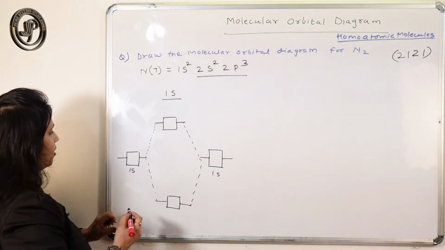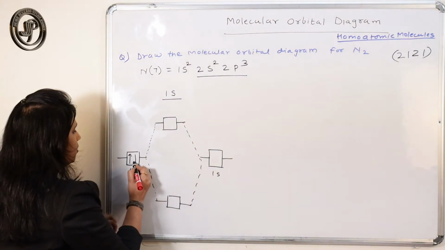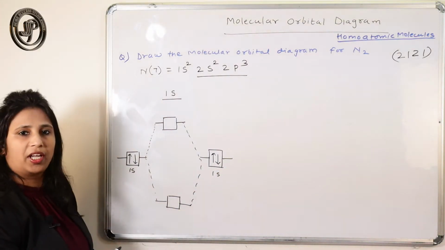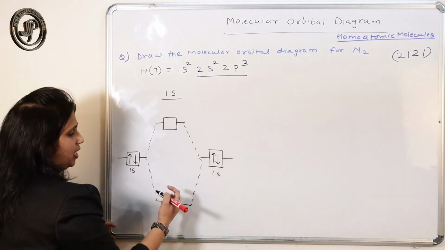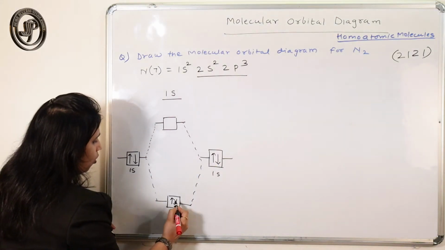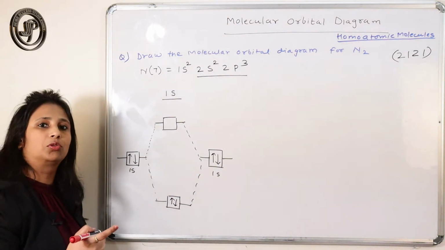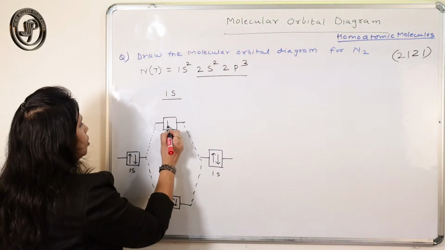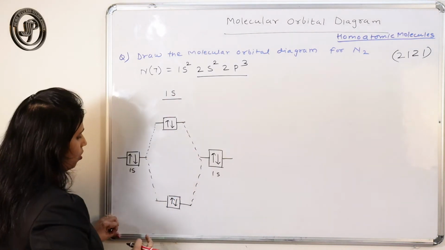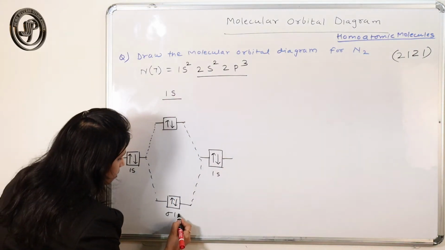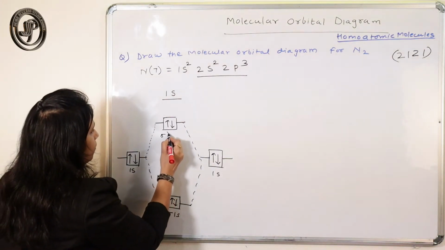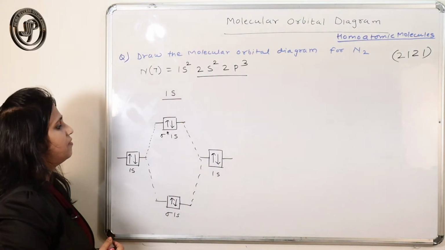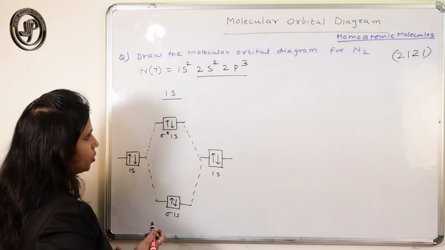Now you can fill the electrons. In 1s 2 electrons, so here the 2 electrons, here the 2 electrons, okay, and the total 4 electrons. So according to the above principles, Pauli exclusion principle and Hund's rule, we are filling the electrons here also. The lower one is sigma and the upper one is sigma star. So this is the diagram for 1s, okay.